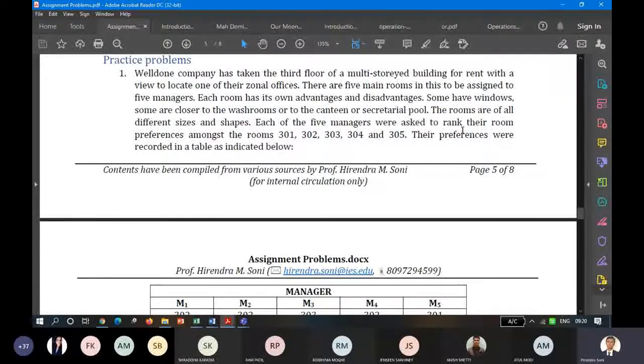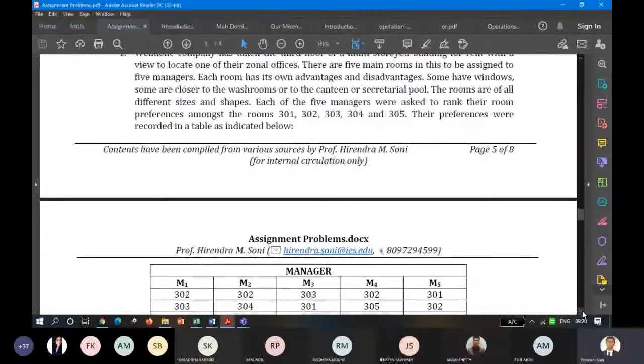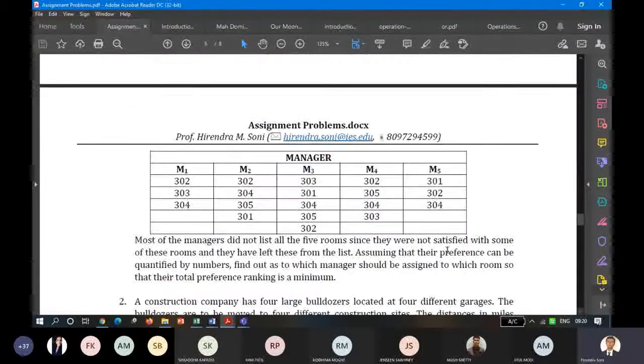Each of the 5 managers were asked to rank their room preferences amongst the rooms. 301, 302, 303, 304, 305. ये पढ़ के ऐसे लगता है जैसे हमारे कॉलेज में वो क्लासरूम के नाम है. Okay, their preferences were recorded in the table as indicated below. So ये उनके preferences है.